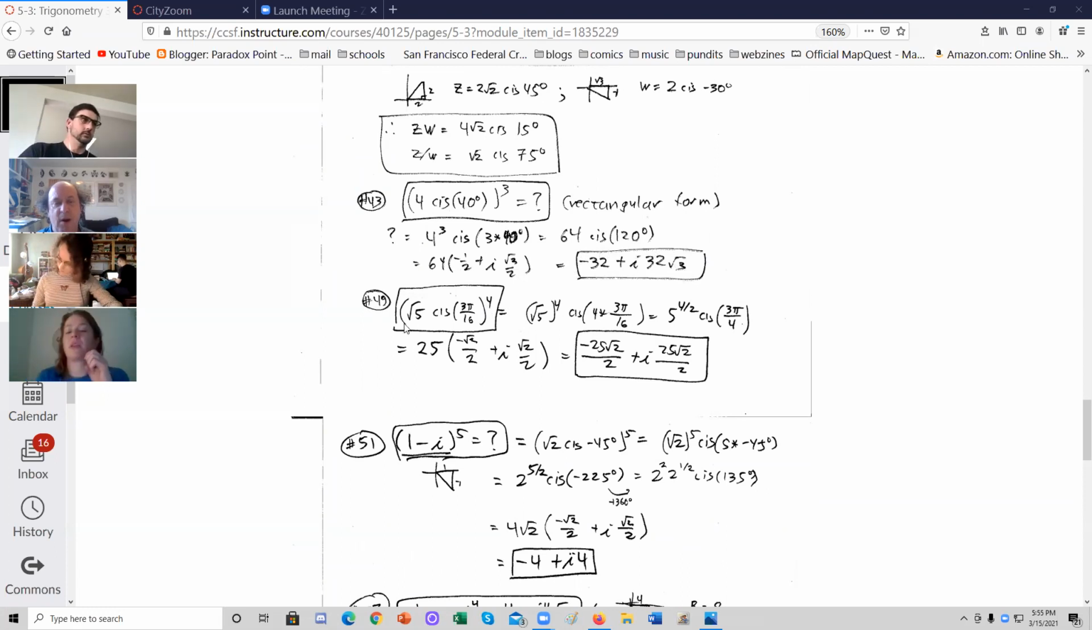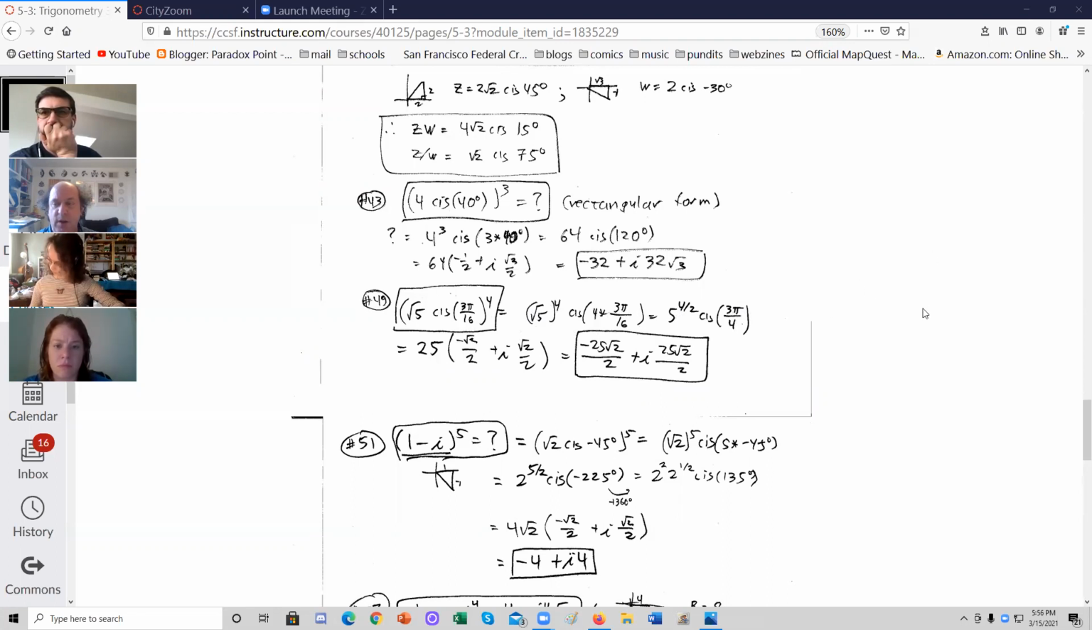Here we have a fourth power of root 5 cis 3 pi over 16. Okay, so root 5 to the fourth is the length. Cis of the angle is 4 times 3 pi over 16 here. Square root of 5 to the fourth is 5 to the 4/2 power. 4 times 3 pi over 16 is 3 pi over 4. 5 to the 4/2 is 5 squared, which is 25. So 25 cis 3 pi over 4.